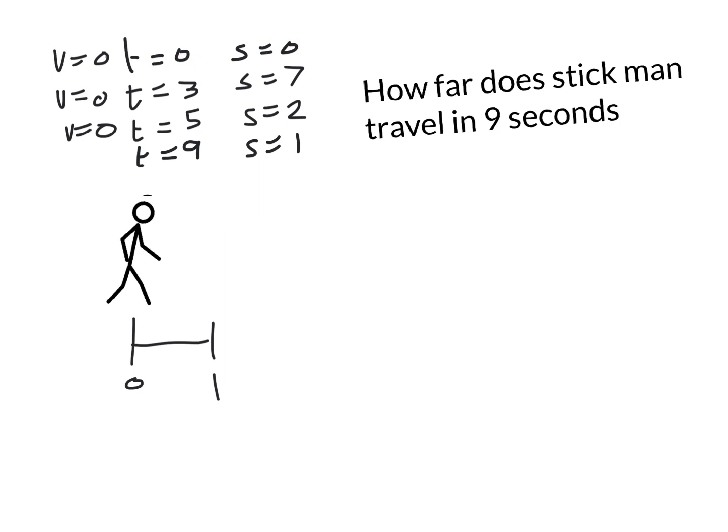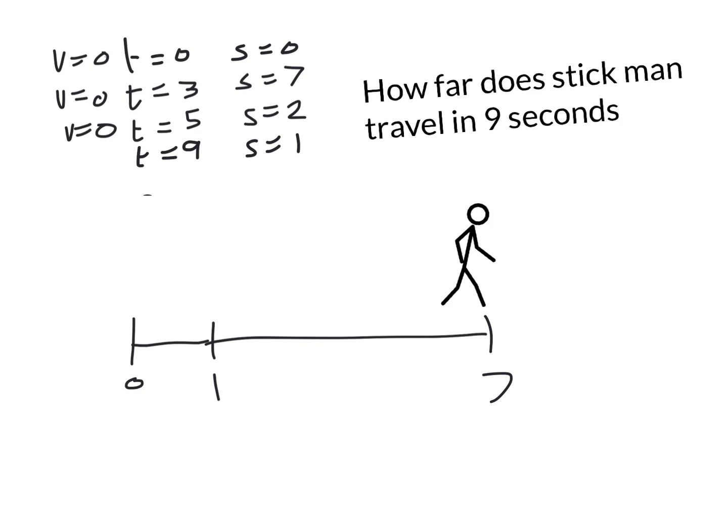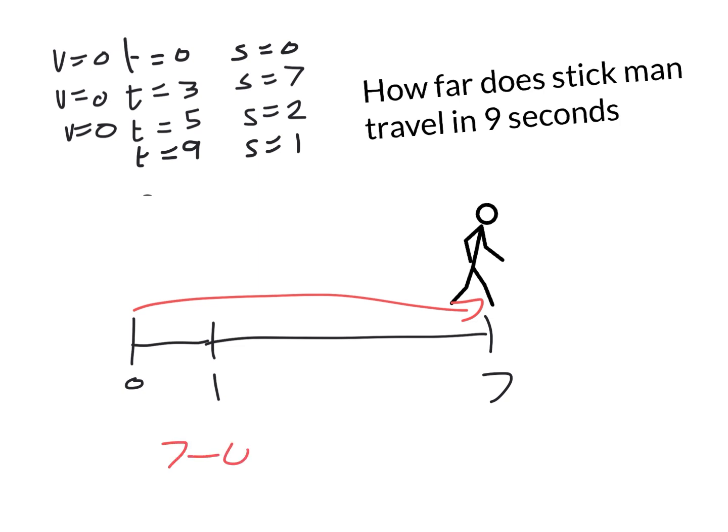Initially he's at 0. At 3 seconds he's at 7 meters, so he's actually way out here at 7 meters after 3 seconds. So 1, 2, 3. There he's travelled. And how far is that? I suppose it's the difference between 7 and 0. It's 7. You're probably thinking, why bother writing that? But I want you to generalise as we go through this. So that's why I'm doing the difference of the two.